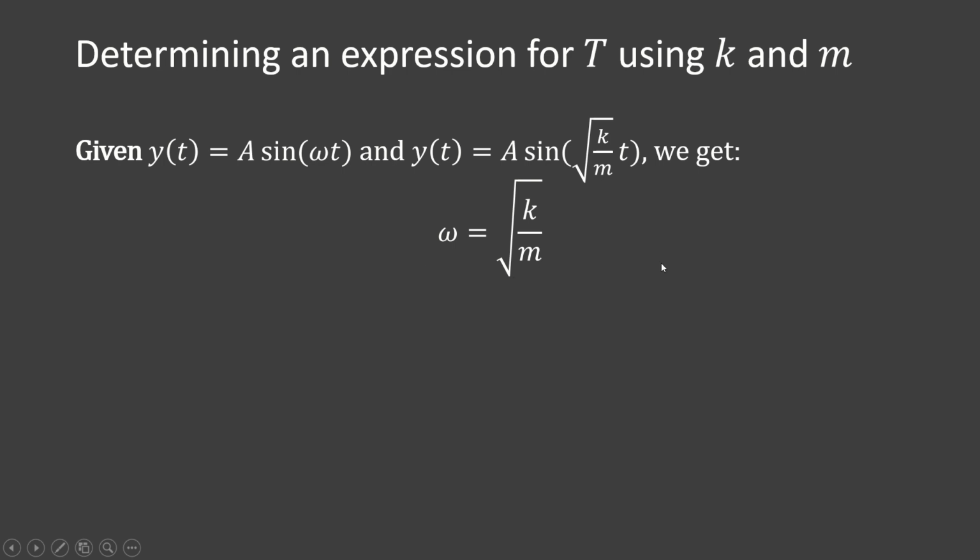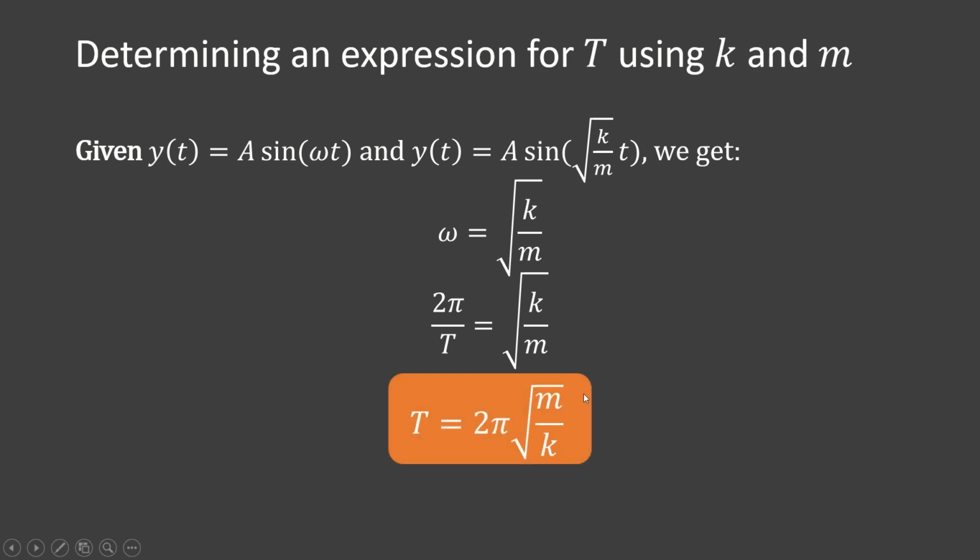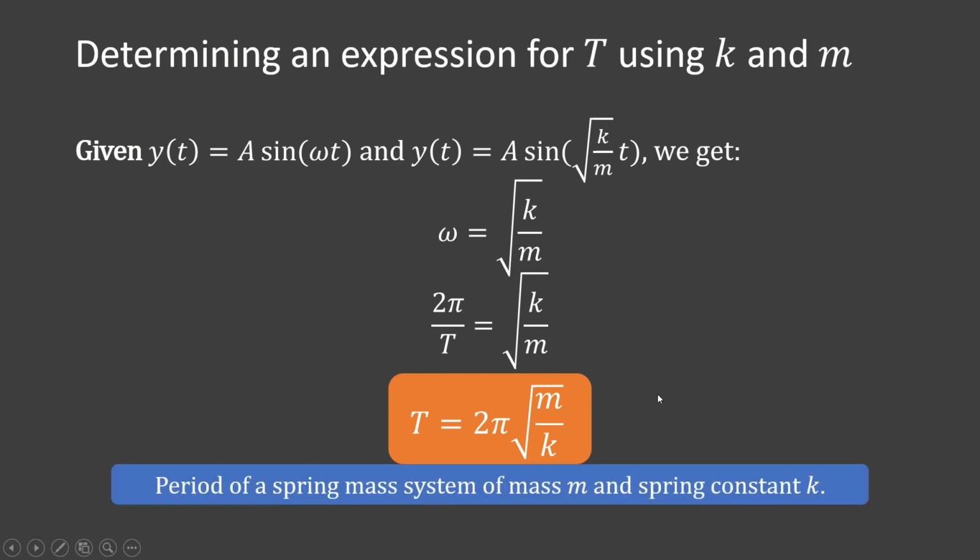And we have an expression for omega from the previous slide, and we can replace it with 2 pi over period. And now we can relate the period, or the time it takes for the spring mass to repeat its motion, to its spring constant, k, and its mass, m. And then if you isolate T, you end up with an expression on the right, in the orange box. T is equal to 2 pi square root of m over k. And it's the period of a spring mass system of mass m and spring constant k.